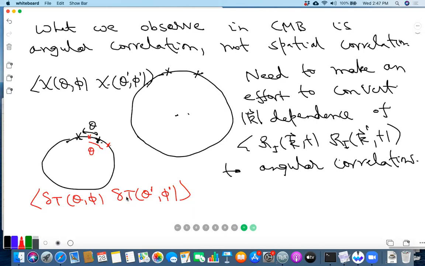When we said that there is a scale invariance in the spectrum, what does that imply for this correlation? We'll relate this to that, and then we'll see what scale invariance means for this. But the way scale invariance was originally derived, the Harrison-Zeldovich spectrum, that was not meant for this.